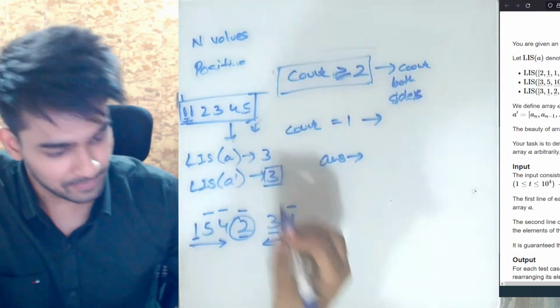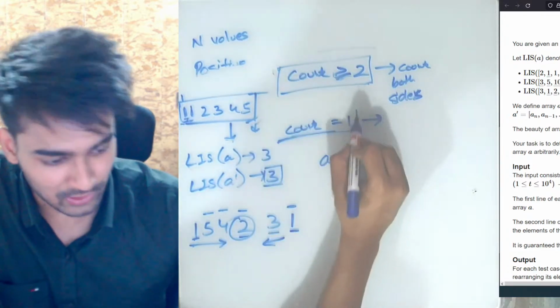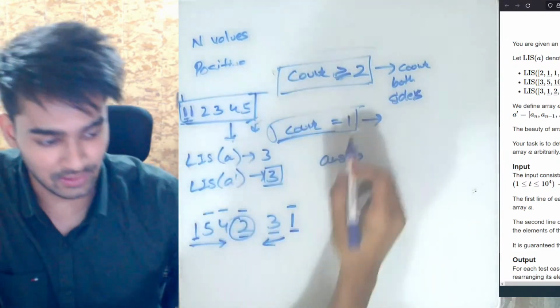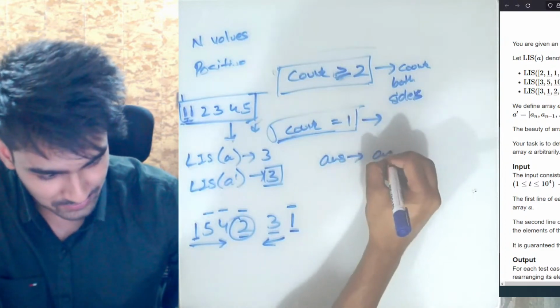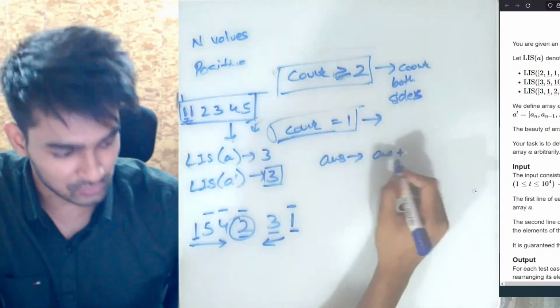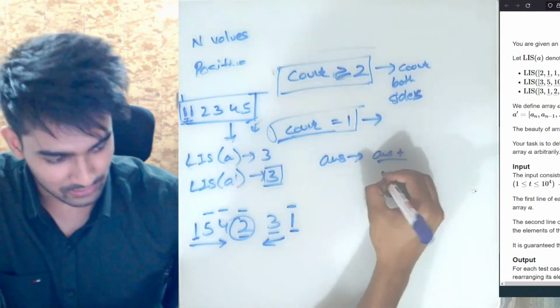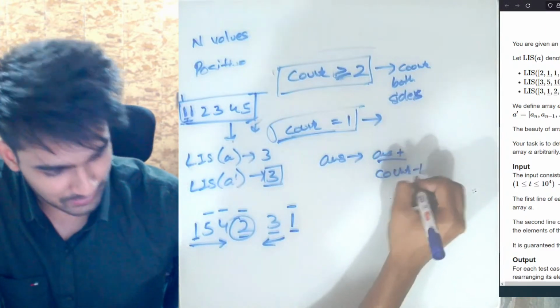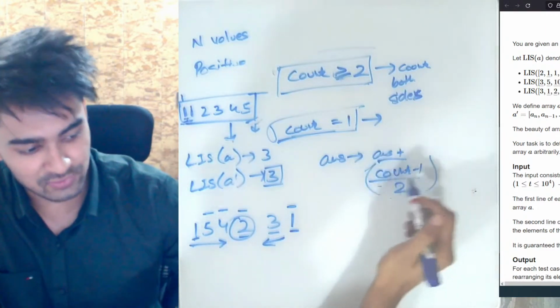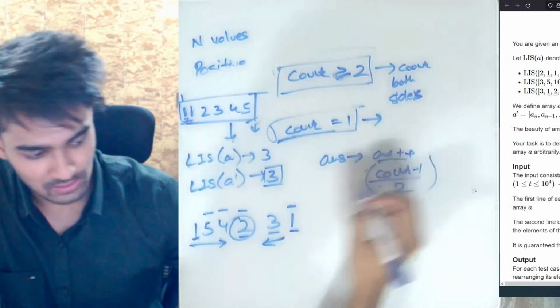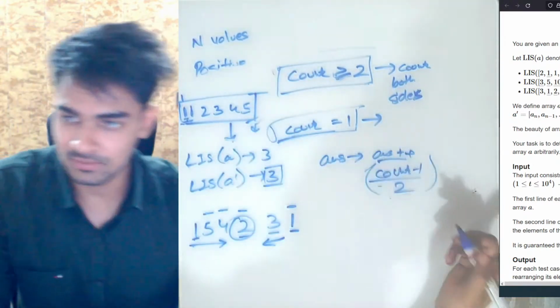Now, if the number of values with count equal to 1 is greater than or equal to 1, then first do answer plus plus, because that one value will be used. And then add (count minus 1) by 2, because half of the values will be used on the left side and half of the values will be used on the right side.